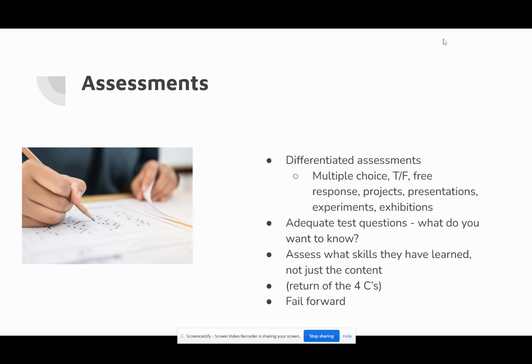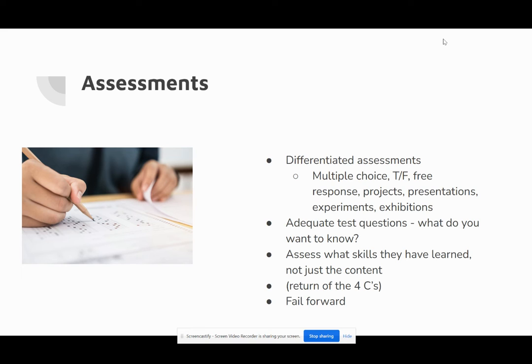And lastly, and probably one of the most important, is assessments. We've gone through the days of multiple choice, true false tests, and that just provides us with students that are great guessers. Now that's not to say that those aren't okay as well, but we need to provide such things as free responses, projects, presentations, experiments, exhibitions. That's a big one that Litkey talked about in this book. All of these different types of assessments allow students of varying abilities to express what they know and have mastered.